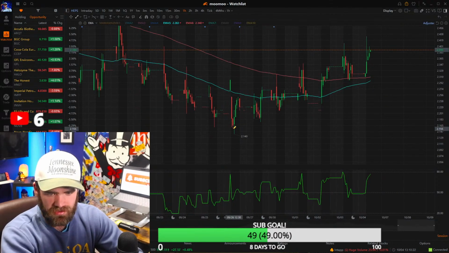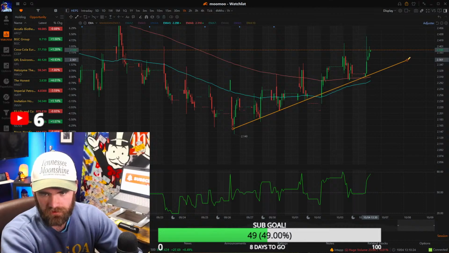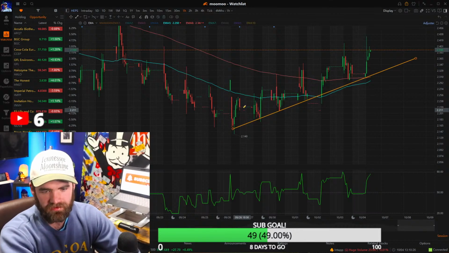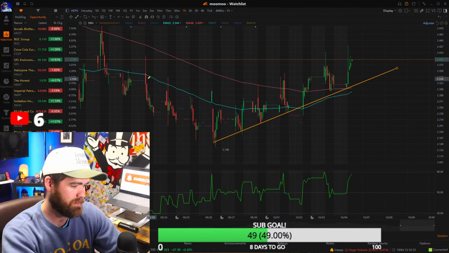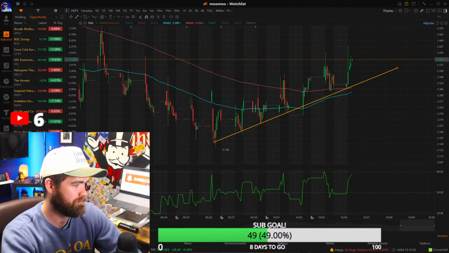Let's see this. I'm just now looking at that. Yeah. So that's what we like, that good hourly support. So, I mean, maybe 235 would be a decent entry on this play.